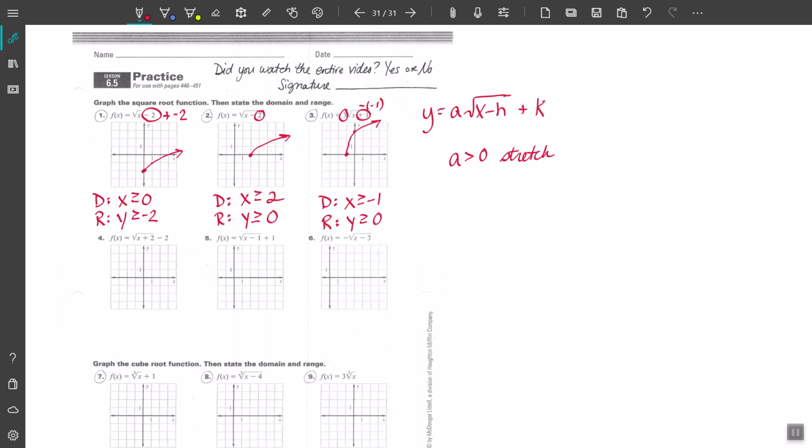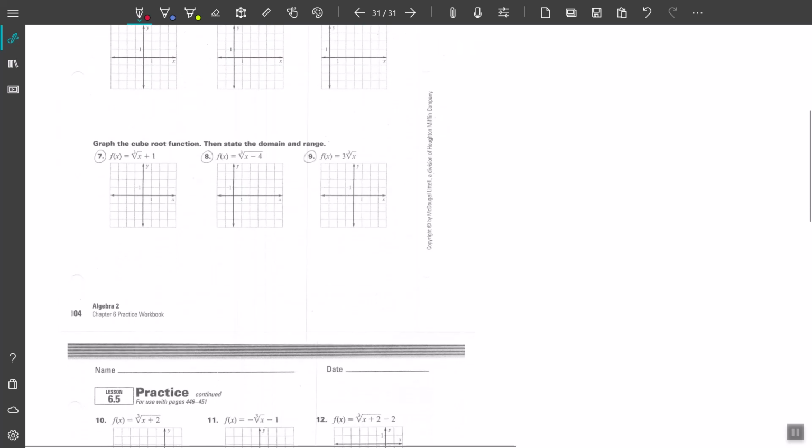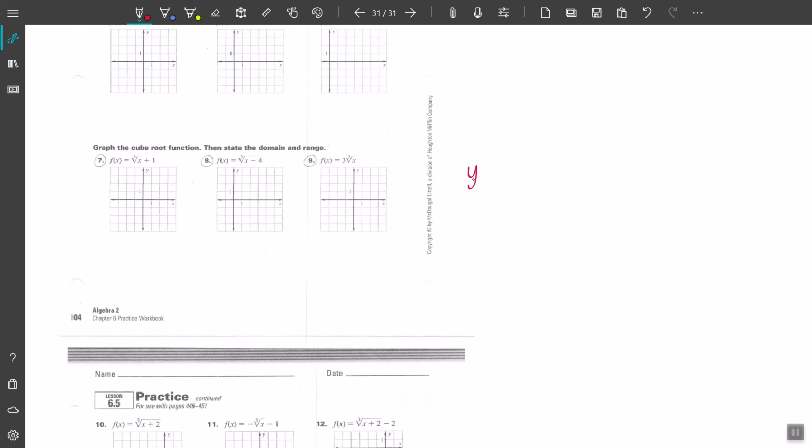For the cubed root, which is what we want to do down here on 7 through 9, it's the same type of formula. In this formula, you just have to have the cubed root sitting in there for the index. But it's going to follow the same principles. And let me stick the a in there. I left the a out. Okay, so here's your formula for the cubed root.